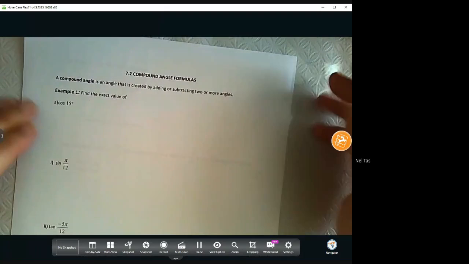All right, 7.2, compound angle formulas. A compound angle is an angle that is created by adding or subtracting two or more angles. That's what a compound angle is.